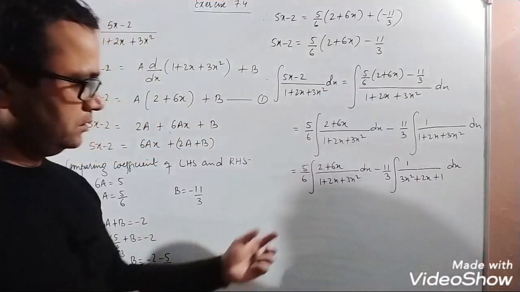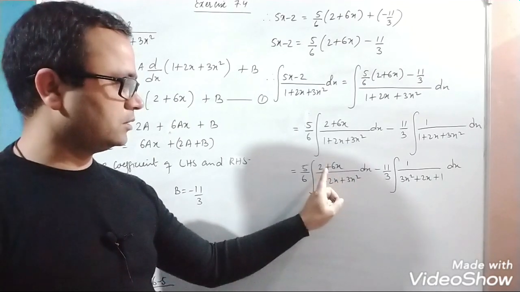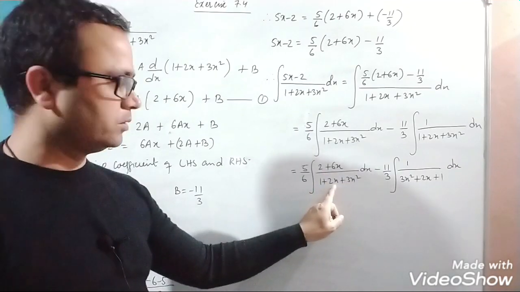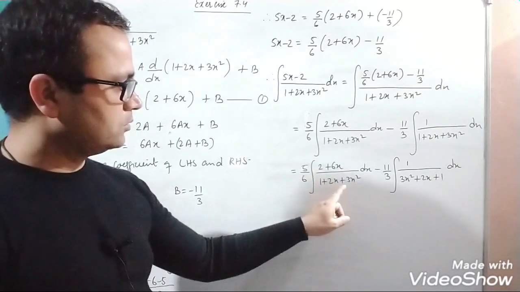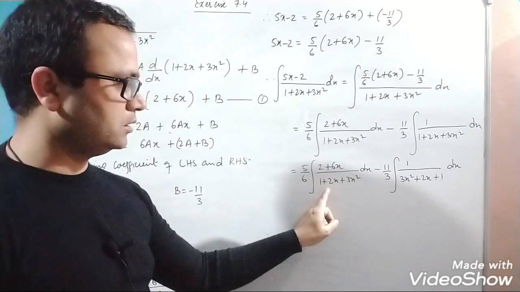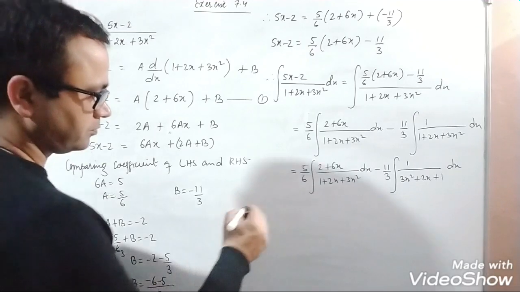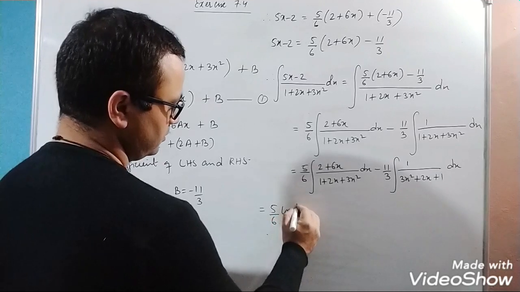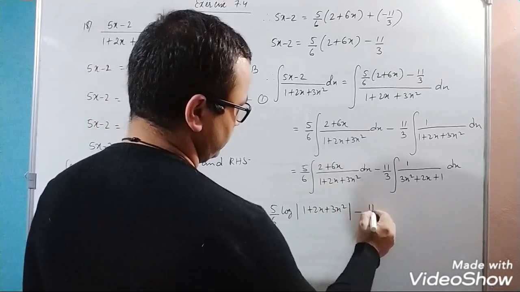Okay, in this case if you differentiate this denominator you get the numerator. So we can directly write, so this is t, so 1 by t. Now integration of 1 by t is log t. So what is the value of t? Now it is 5 by 6 log 1 plus 2x plus 3x square minus 11 by 3.